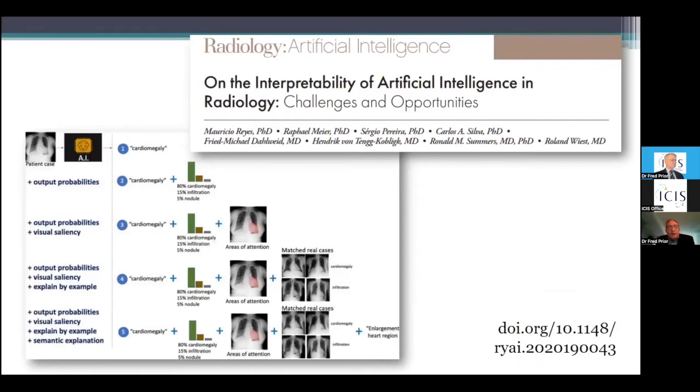As Fred mentioned as well, it's really important to understand and it helps grow trust in these systems to be able to interpret the output. And Mauricio Reyes of ETH Zurich provided this very nice article that describes some of the challenges and opportunities with so-called XAI, explainable AI or interpretable AI, including such things as describing the probability of various conditions, showing where on the radiographic image the computer is directing its attention, perhaps some cases from its archive that match the findings of the current case so that you have an understanding of what it's seeing, and maybe some other information that it can provide.